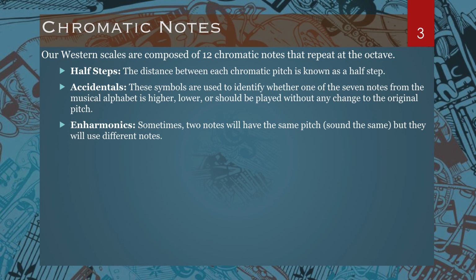So accidentals are symbols that are used to identify whether one of the 7 notes from the musical alphabet is higher, lower, or should be played without any change to the original pitch. That last point is important because once you make a note in a piece sharp or flat, if you want to make it natural again, return it to its default pitch, then you need to use a natural sign within the same measure. And that's something we'll get into more later on. The important thing for you to know right now is that accidentals use symbols known as sharps, flats, or naturals.